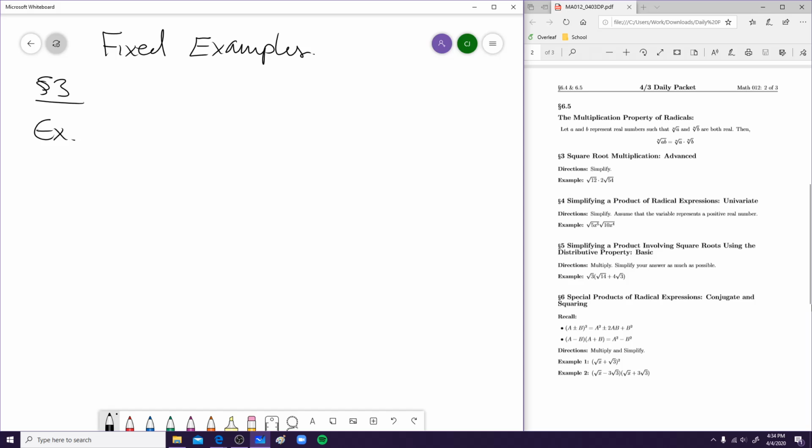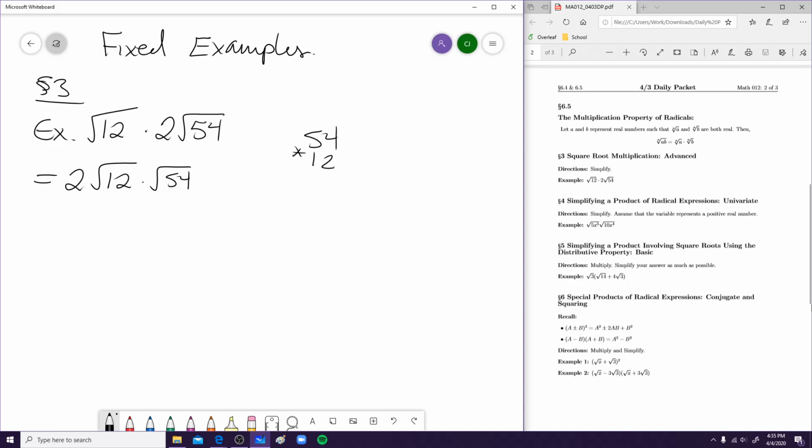All right, so now let's start with our example. So we are looking at the square root of 12 times 2 square root of 54. Right? So same process as I did in the video. I did mention, so if we rewrote this, the square root of 12 times square root of 54. If we use the multiplication property right away, then we would have to multiply 54 and 12, and then we would have to find what number times what number equals this, or find the biggest perfect square.